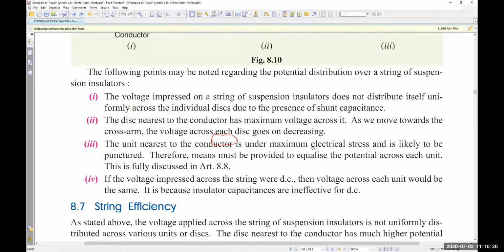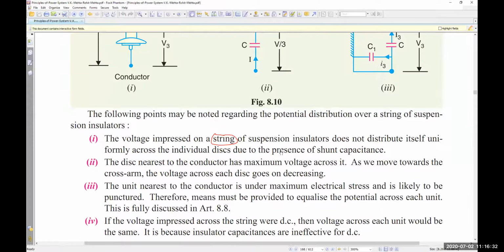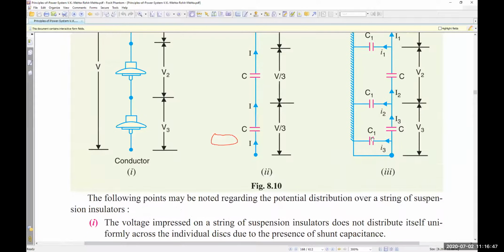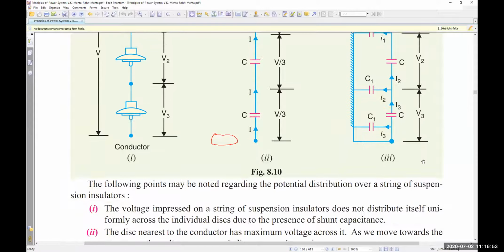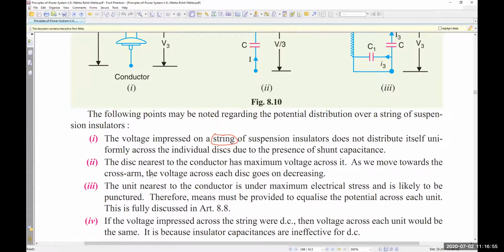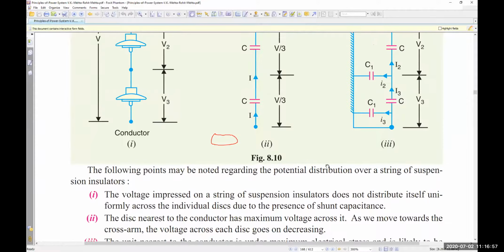A string of suspension insulators does not distribute voltage uniformly. That is the thing we have already seen. The voltage does not distribute uniformly across the individual disks due to the presence of shunt capacitance. Since you have shunt capacitance like these and these, that's why voltages are not equal. They are not uniform.